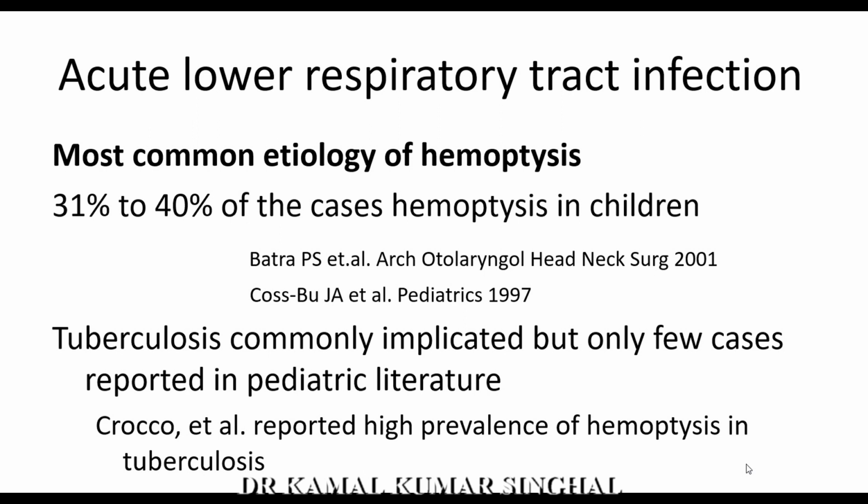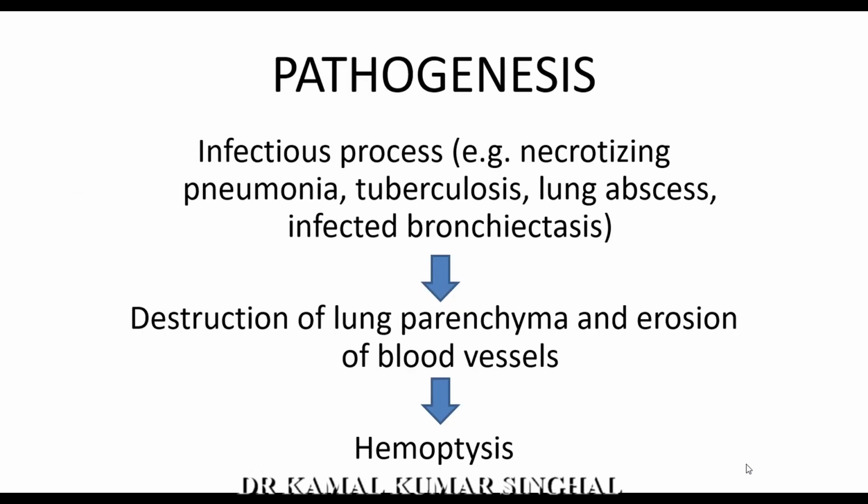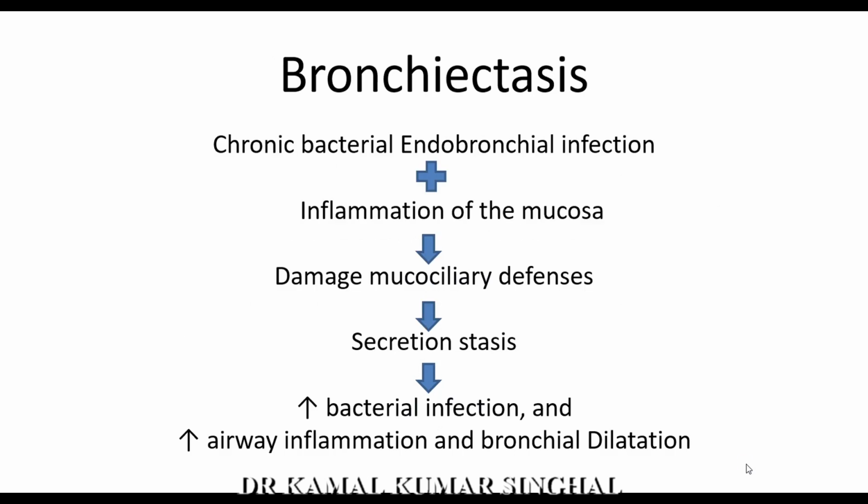Now, although tuberculosis is commonly implicated as a cause of hemoptysis, if you look at the literature, there are a few cases. Some have reported a high prevalence of hemoptysis in tuberculosis. The pathogenesis involves that in pneumonia, the infectious process, which could be necrotizing pneumonia, tuberculosis, lung abscess, or infected bronchiectasis, results in destruction of lung parenchyma. With the destruction of lung parenchyma, there is erosion of blood vessels which leak blood into the airway, and it is expectorated out as hemoptysis.